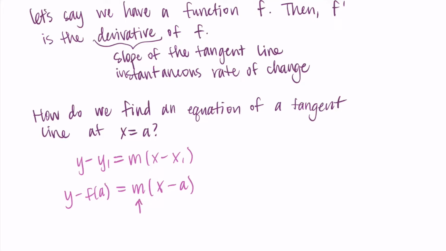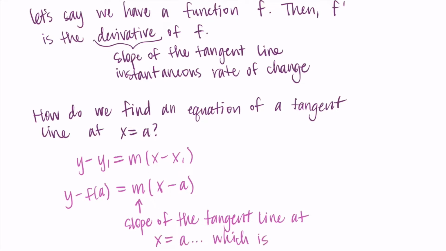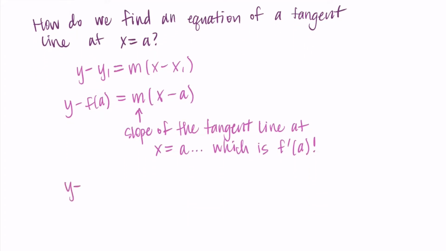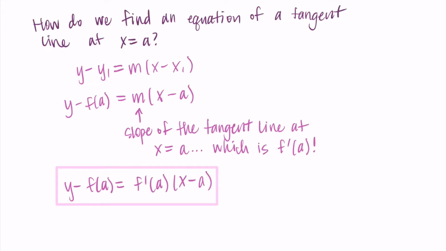So the last bit we have is this m value that we need to replace with something. So m is the slope of this line. This line is the tangent line at x equals a. And the slope of the tangent line is the derivative at that point, or f prime of a. So, putting this all together, we have y minus f of a equals f prime of a times x minus a. So this is my final equation for a tangent line at a point x equals a.